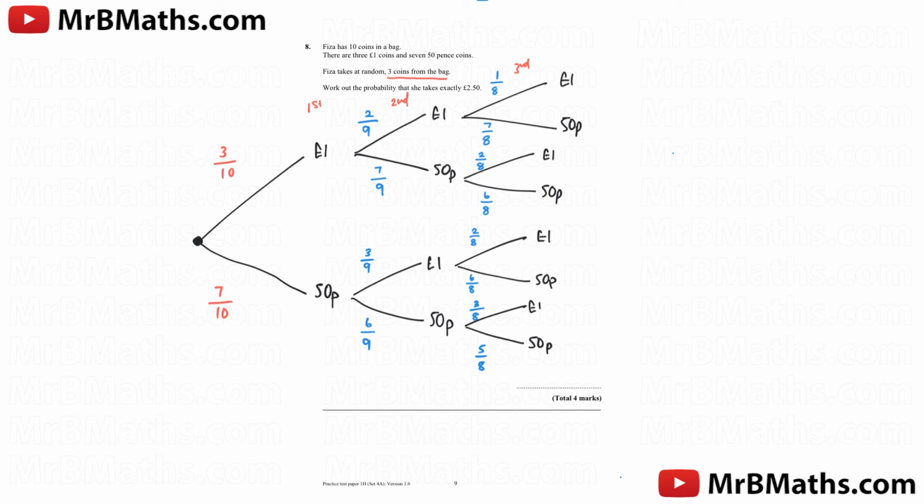So at the beginning it says, work out the probability that she takes exactly £2.50. So what you need to do now is look at the combinations. Okay, so if we look here, if we choose this path, and this path, well, that's going to add up to £3. So it's not that. Next, if we go pound, pound, 50p, well that's £2.50. So it will be this route, pound, 50p and a pound. It will be this route, pound, 50p, 50p. That will be £2. So it won't be that route.